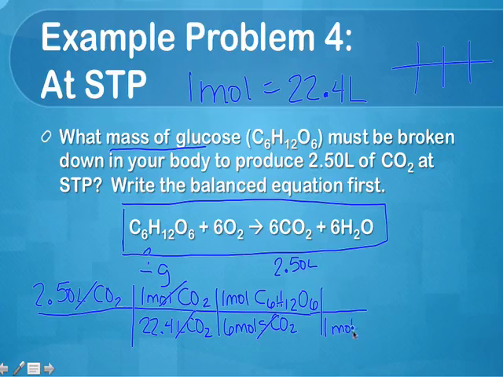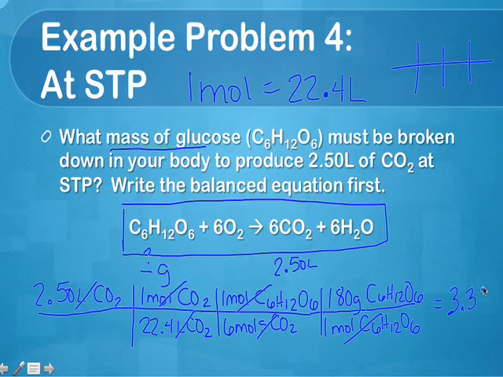So 1 mole of glucose, if I add all those up on the periodic table, it's 180 grams. And that's it. I'm at grams of glucose, which is what they asked me. So I started in liters, I used Avogadro's principle to go to moles, then I did the mole to mole ratio, and then I did the molar mass to find grams of glucose. Taking all that, plugging it into the calculator, we get 3.35 grams of glucose. And that's it.